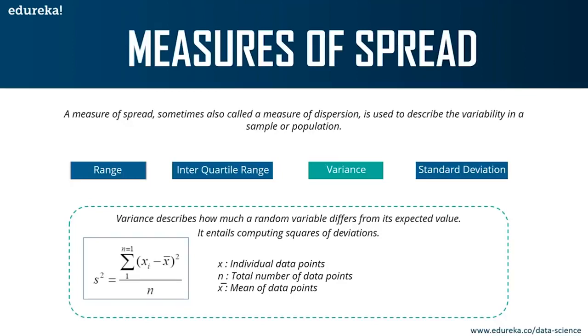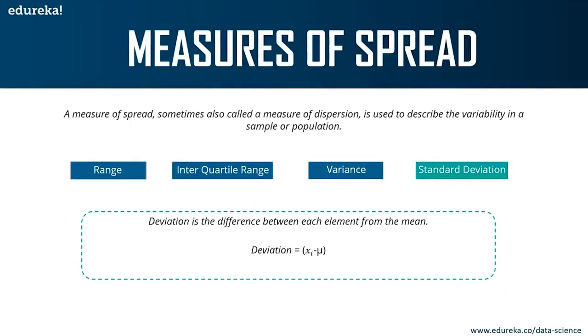Variance is basically computing the squares of deviations. Okay, that's why it says S squared there. Now let's look at what deviation is. Deviation is just the difference between each element and the mean. Okay, so it can be calculated by using this simple formula where xi represents a data point and mu is the mean of the population. Alright, this is exactly how you calculate deviation.